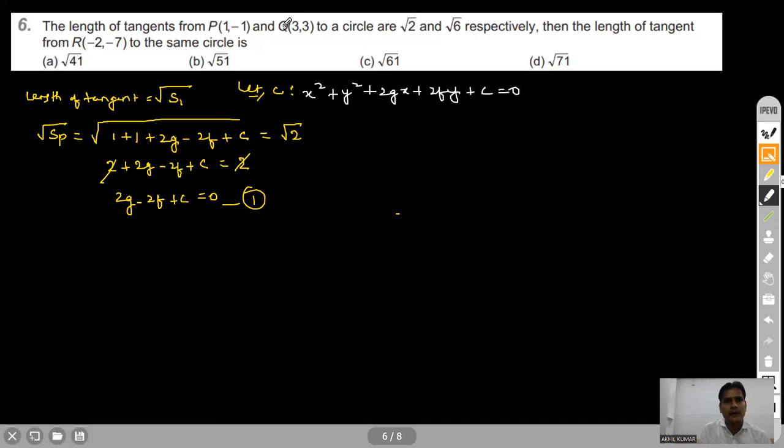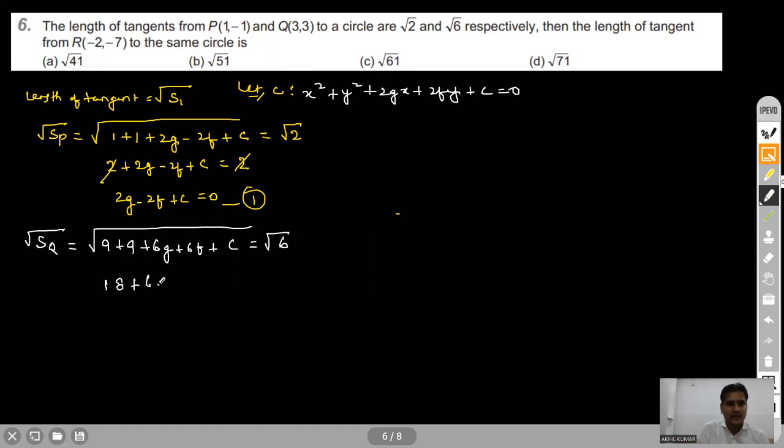Now we know the length of tangent from Q also. That is nothing but under root of power of point Q. We know the coordinates of this Q. So this will be 9 plus 9 plus 6g plus 6f plus c, that is equal to root 6. This is given. So 18 plus 6g plus 6f plus c is equal to 6, right? Squaring both sides, finally we get 6g plus 6f plus c is equal to minus 12. So this is our second equation.